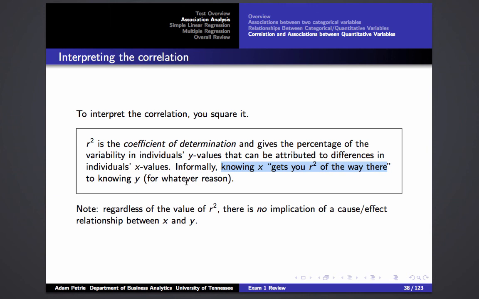For whatever reason, remember, correlation, association analysis, there's never any implication of cause and effect. Statistics can never establish a cause and effect relationship. It can only describe how strong the association happens to be. Who knows why that association exists?